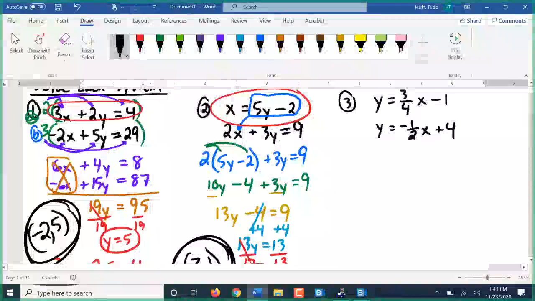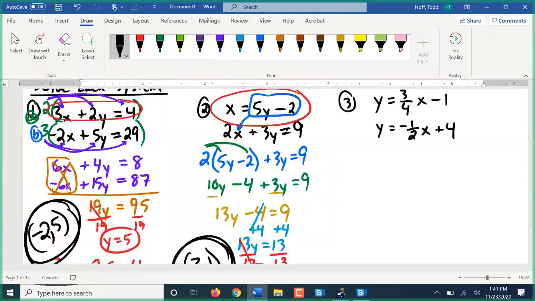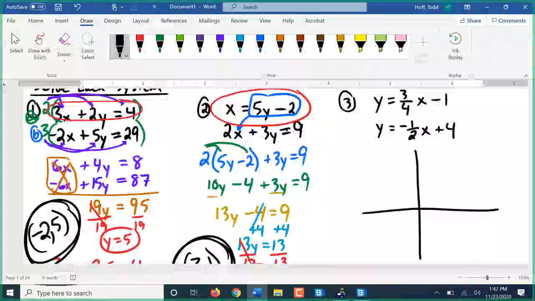Number 3, both equations are set as y equals. So you could just put them equal to each other and do substitution and solve it, but we would have to work with those ugly fractions. This is one that's actually pretty simple to solve with graphing. You won't hear me say that very often, but here's one where it's true.